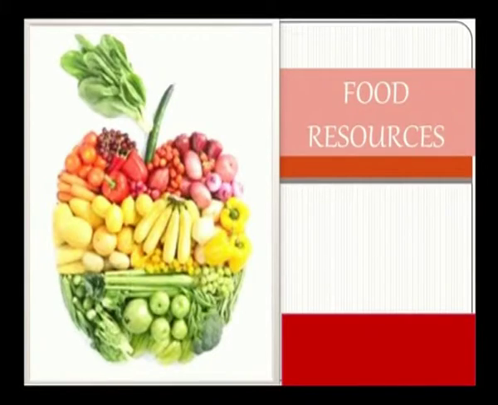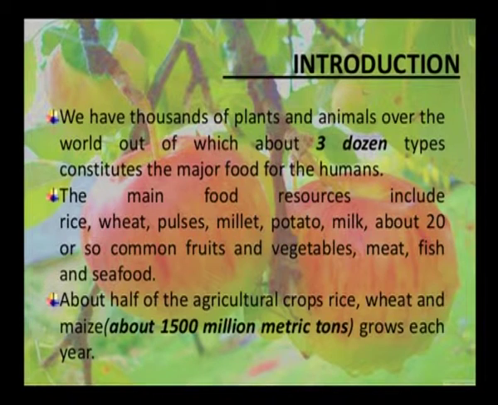Moving on to food resources. We have thousands of plants and animals over the world, out of which about 3 dozen types constitute the major food for human beings. The main food resources include rice, wheat, pulses, millet, potato, milk, and about 20 or so common fruits and vegetables, meat, fish and seafood.